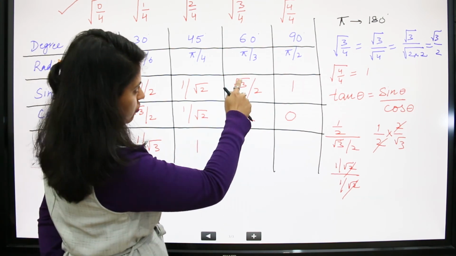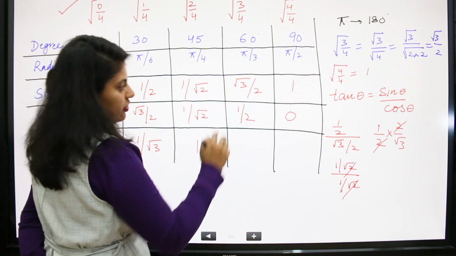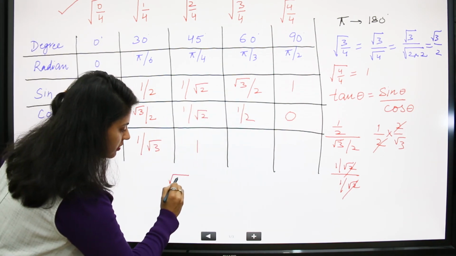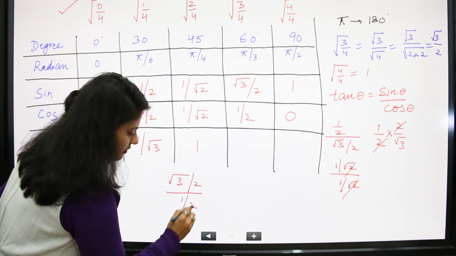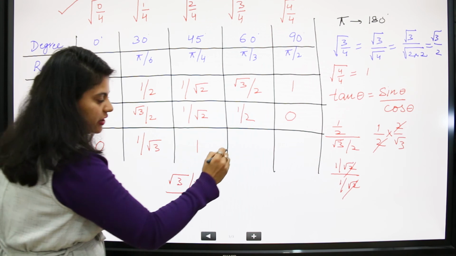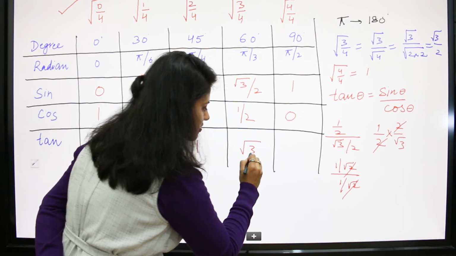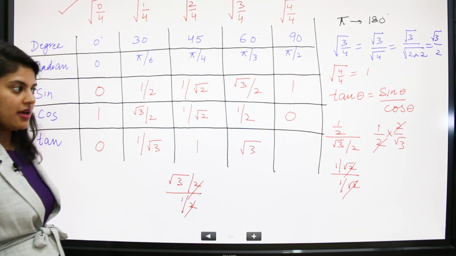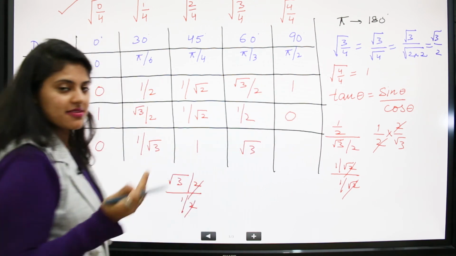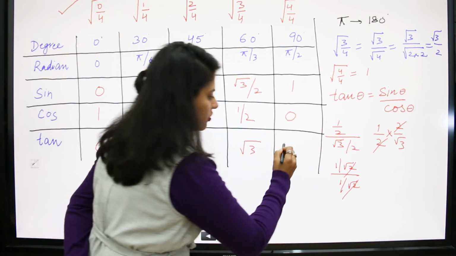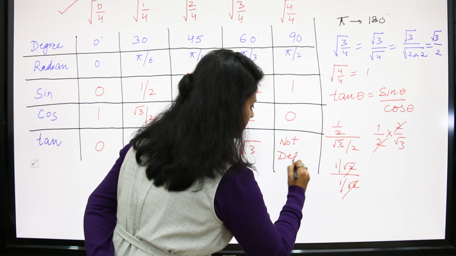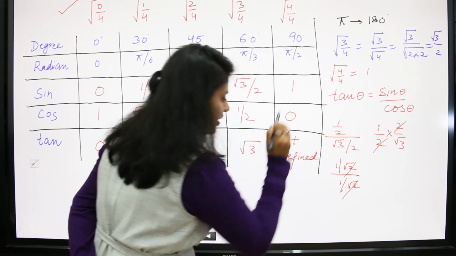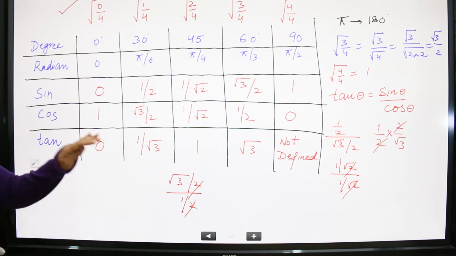Now it's time to do 60 degree. Under root of 3 by 2. Square root of 3 divided by 2 divided by 1 by 2. So this 2 can go with this 2, left with under root of 3 by 1, which can be written as square root of 3. 1 divided by 0 is not defined. So you can write this as not defined. Okay. So in this way you can learn the table.